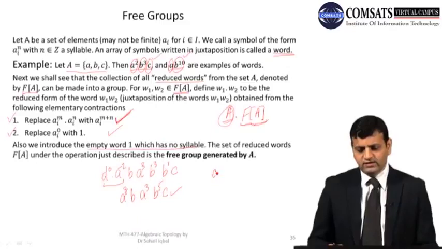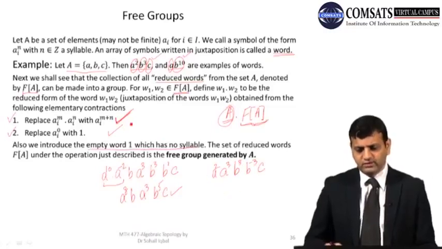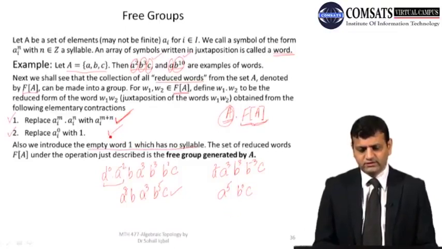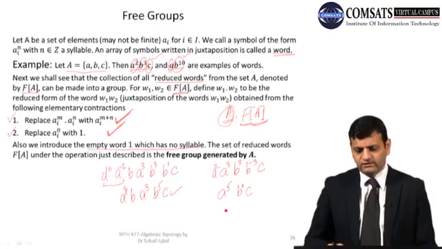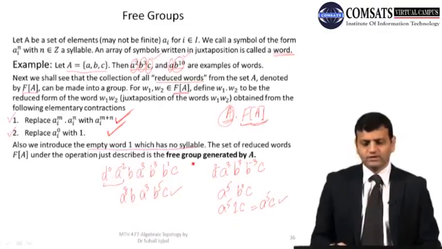Similarly, if I have something like a^2 a^3 b^3 b^-3 c, then I can use once again the first operation, a^5, and similarly b^3 times b^-3 is b^0, and c. So what is b^0? Using this second condition we can say that this is 1 times c, so this is a^5 times c. So the collection of all reduced words forms a group.